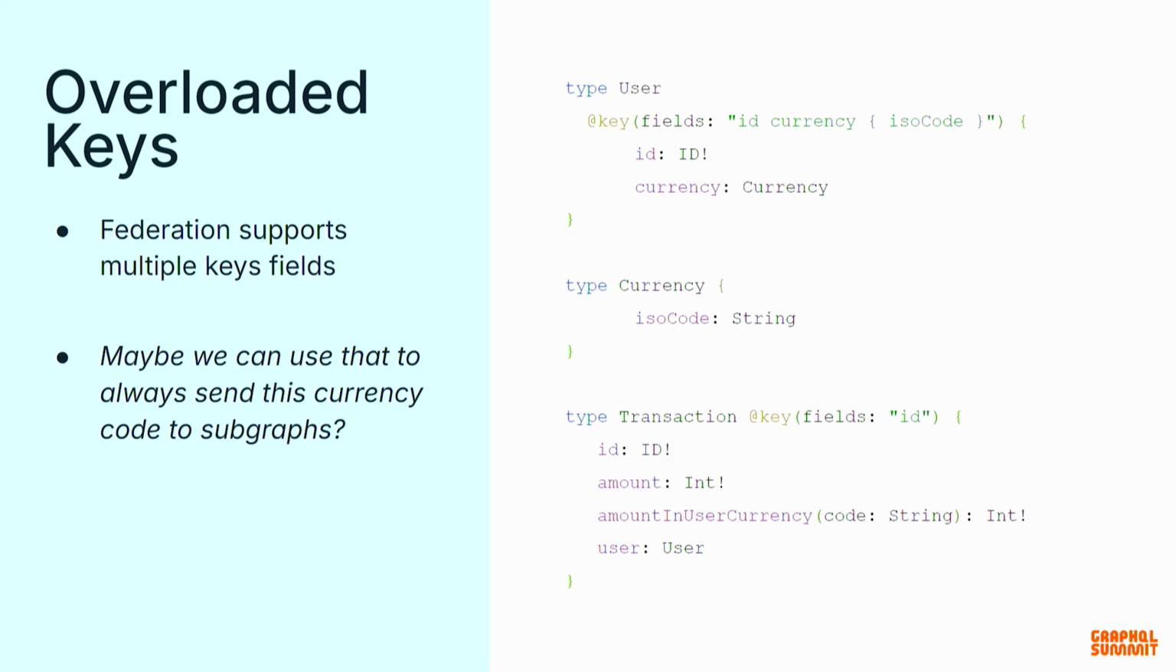So let's say we have this other schema here. We have this user, and we have this currency code, right? Maybe this is like the user's preference of their currency code. And we know that in the transactions, there's a resolver that actually asks for the amount in the user's currency, right? And it actually takes an argument for the code. So how could we get that data from the user's subgraph, which lives over in the users, to the transaction subgraph? Well, could we add it to the key, like we're doing above here?